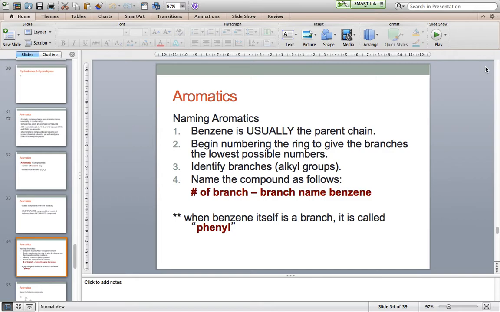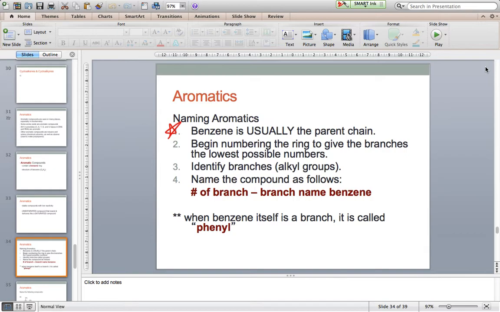Rules for naming aromatics. Benzene is usually the parent chain, and we're going to go through an example when it is, as well as several examples of when it is not. So I'll give you the three different situations of when benzene is not the parent chain, but it's usually the parent chain. Again, we want to give the branches the lowest possible numbers, similarly to how we did with cycloalkanes and alkenes and alkynes, all cyclo compounds there. We are going to make sure that those numbers add up to be the lowest possible sum. So numbers of branches add to be the lowest possible sum.